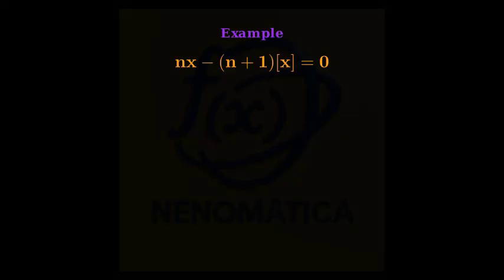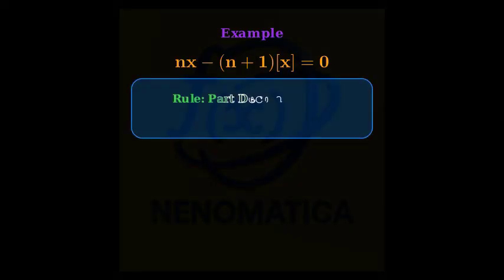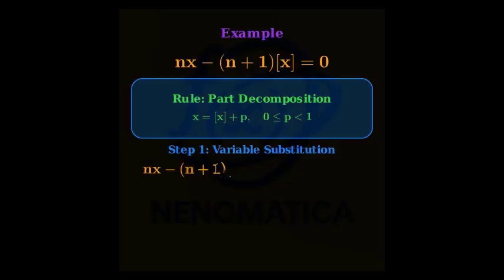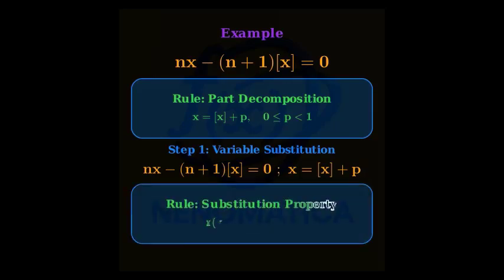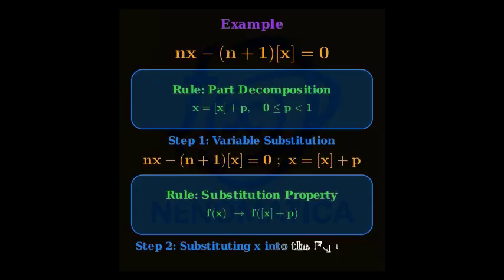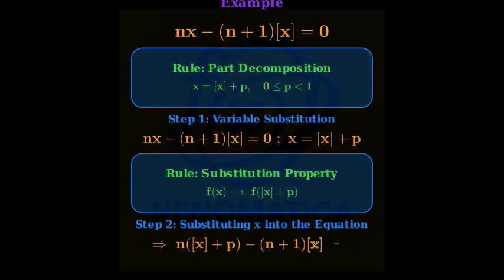We will solve the equation nx minus (n plus 1) times floor of x equals 0, following the provided step-by-step algorithm. Step 1. Variable substitution. We decompose x as its integer part plus fractional part. Write x equals floor of x plus p, with p between 0 inclusive and 1 exclusive. Step 2. Substitution. Use the substitution property. Replace x by floor of x plus p.